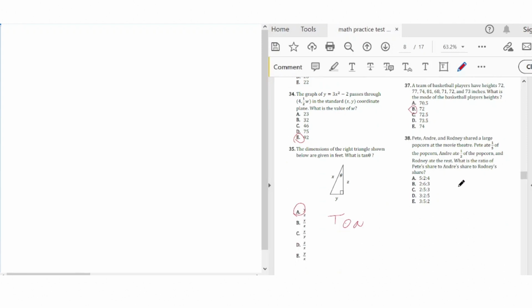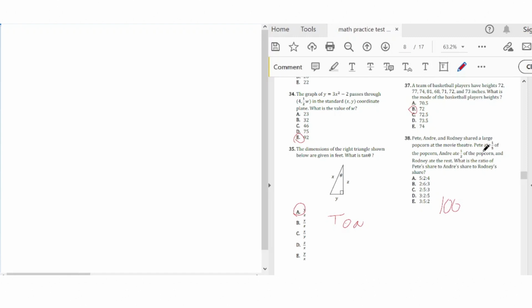Okay, 38. Pete, Andre, and Rodney shared a large popcorn at the movie theater. Pete ate a fifth, Andre ate half, and Rodney ate the rest. What is the ratio of Pete to Andre to Rodney? All right, so for these types of problems, I like to assign a random amount of popcorn. So a nice whole number like 100. Let's say there were 100 pieces of popcorn.